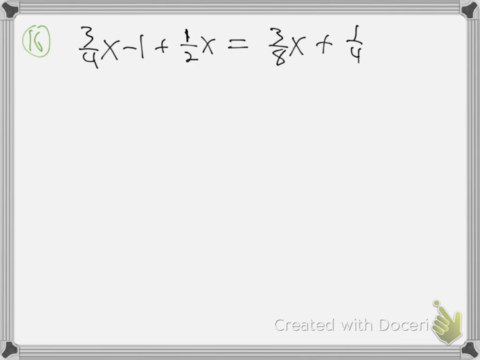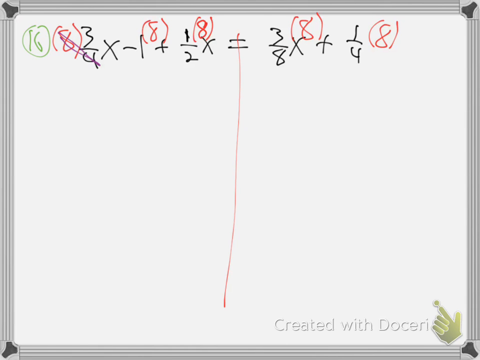Top, top, top, top, all the way across, right? Everybody gets an 8. And then cancel. Take out denominators. So everybody gets an 8, right? All the terms get an 8. And then cross cancel. 4 goes into 8.